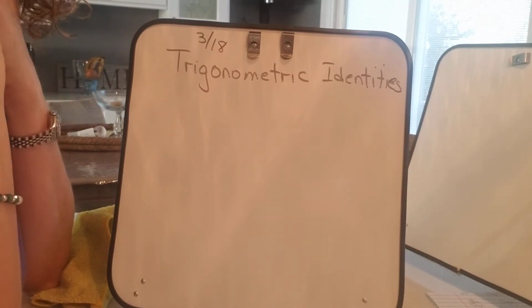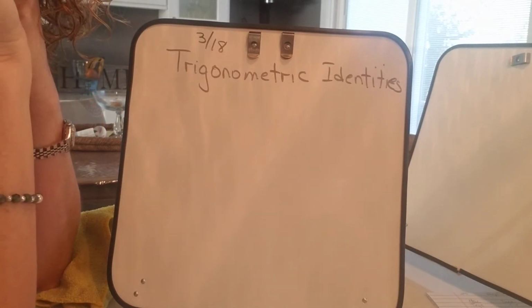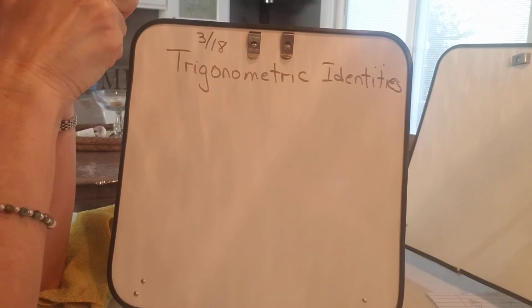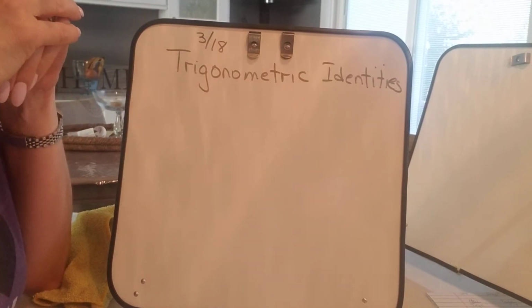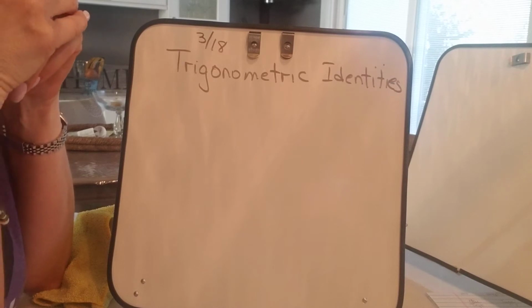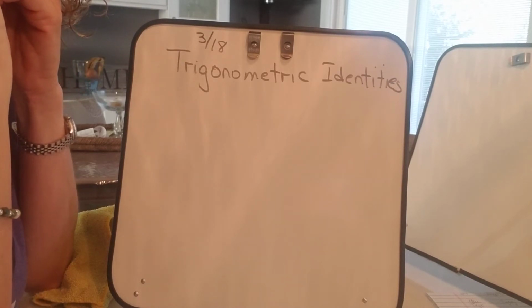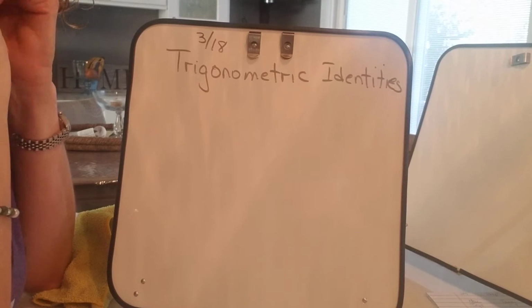We're moving away from graphs right now. I'm not going to be teaching you the tangent and cotangent graph online because I just think it's a better face-to-face lesson. I'm going to introduce you to what are called trigonometric identities.